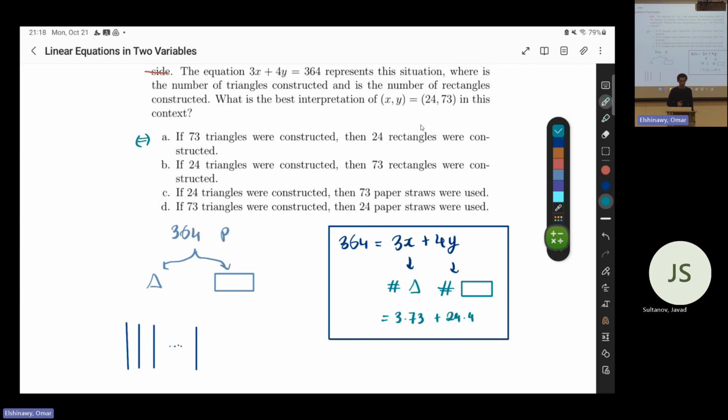Darren, is everything good? Yep. Okay, can you tell me why the answer should be B, as pointed out by Flavia? Because it takes, to get 24 triangles. So how many straws do you need to make 24 triangles? It's 24 times 4. Sorry. If I want to make 24 triangles, how many straws do I need?